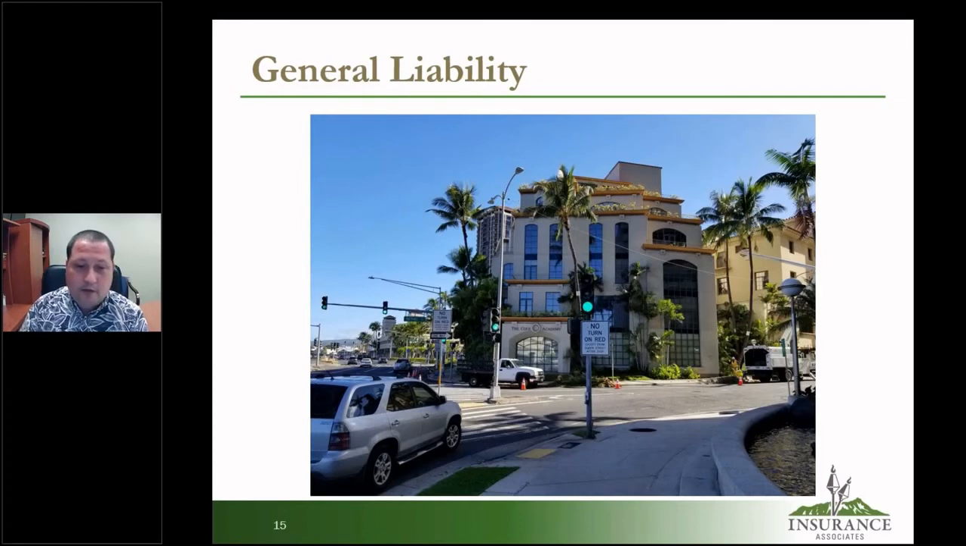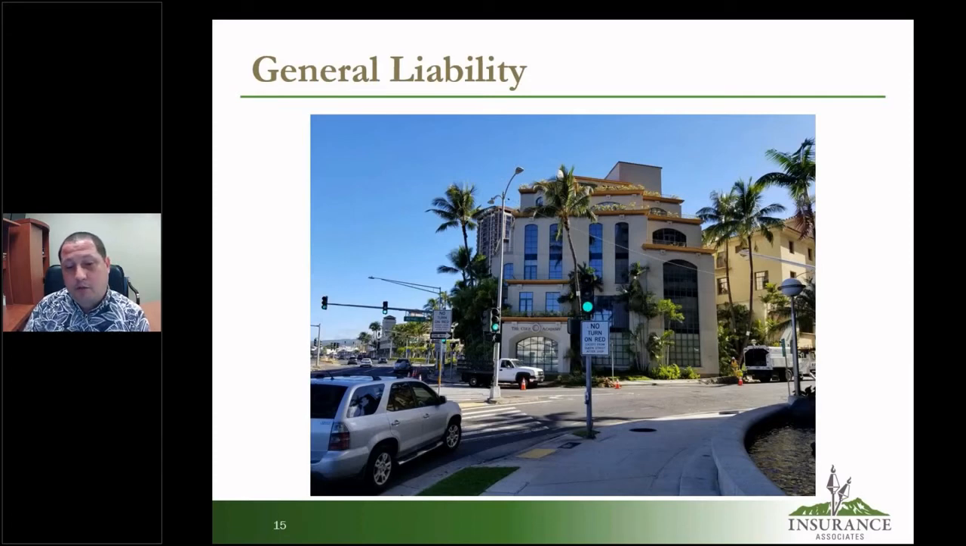If the contractor has the CG 2010, you, the association, are protected if they injure someone with a falling palm frond during their ongoing operations. If they have the CG 2037, you are protected if a week later a palm frond falls on a pedestrian because the tree trimmer should have cut it down.